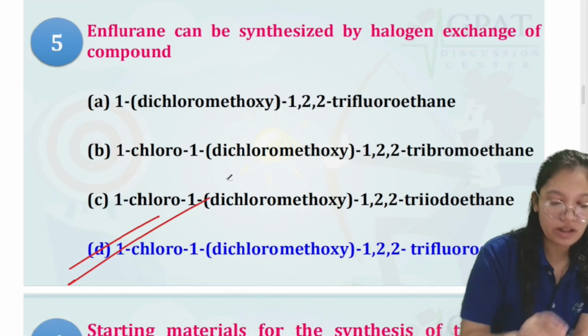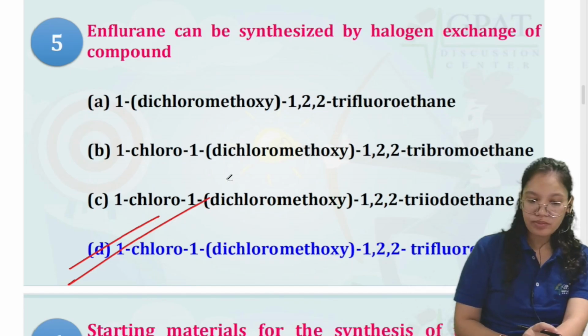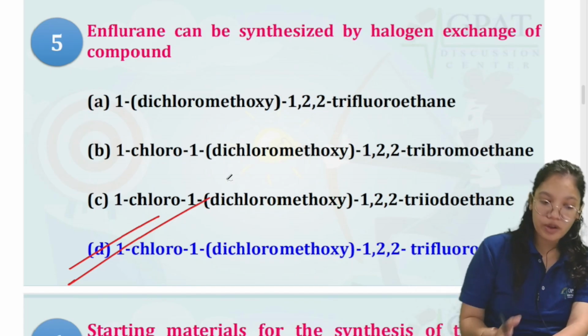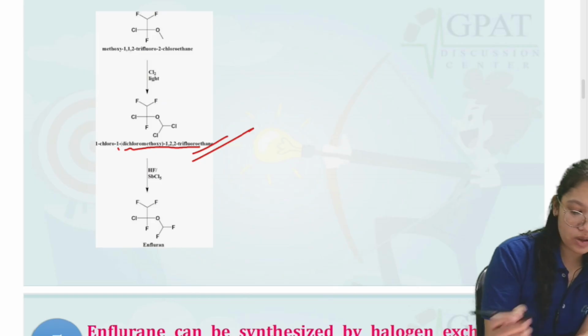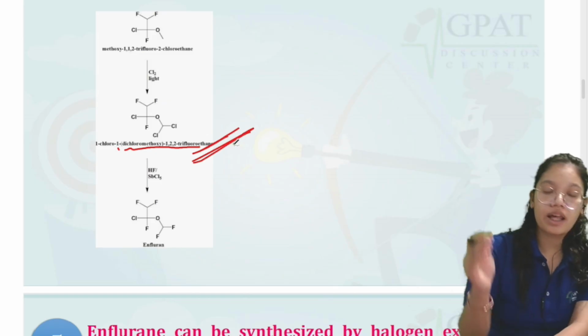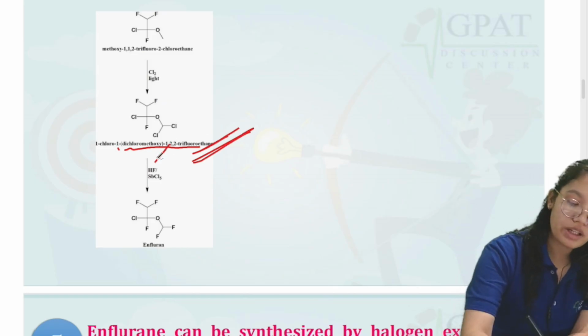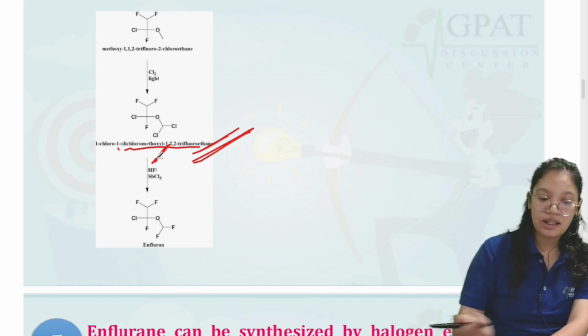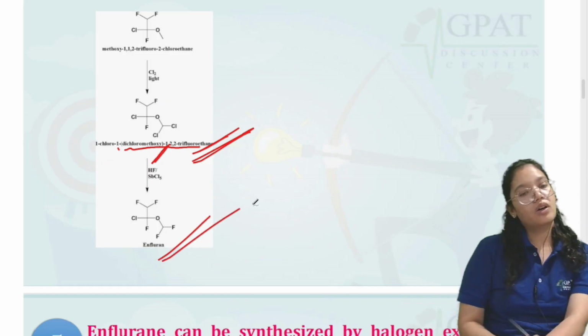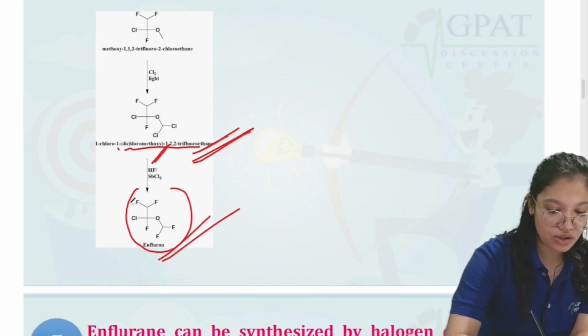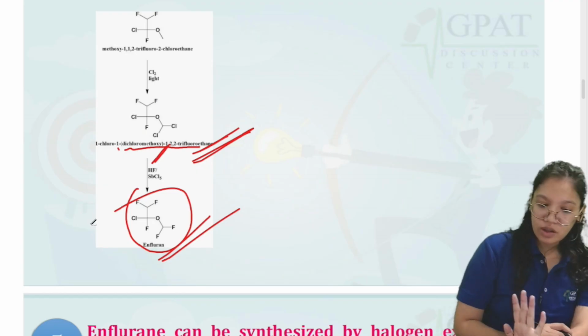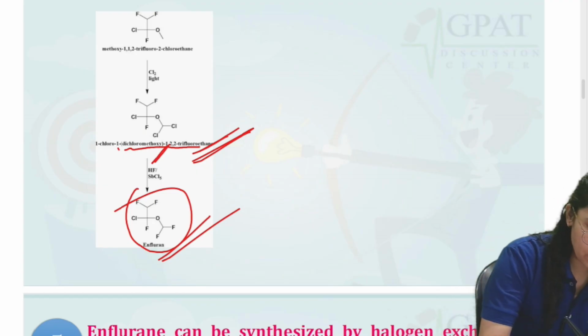Okay, so D is the answer. During the synthesis of N-fluorine, when there is a halogen exchange, we get this product, and on further reaction with HF or HgCl3, it gives N-fluorine. This is the structure of N-fluorine here. So D is our right answer.